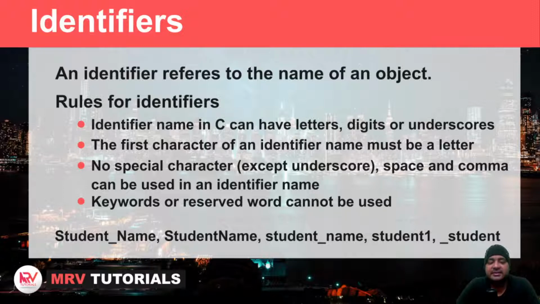The next thing is your keywords. Keywords and reserved words cannot be used as an identifier name. Since keywords are predefined words which have a special meaning, we cannot use them as an identifier name. So these are the basic things you have to be clear with while giving a name to your identifiers, right? It could be a name of anything.